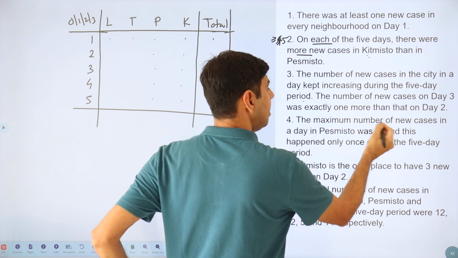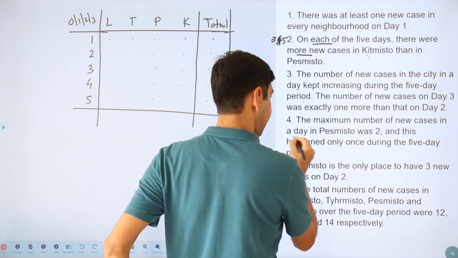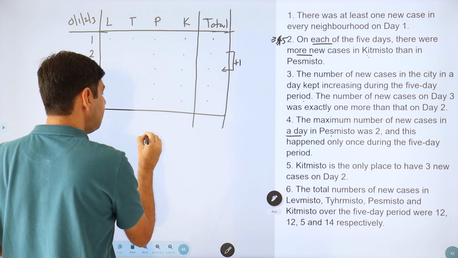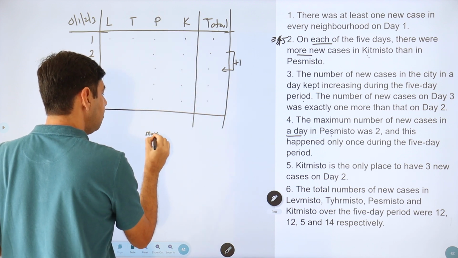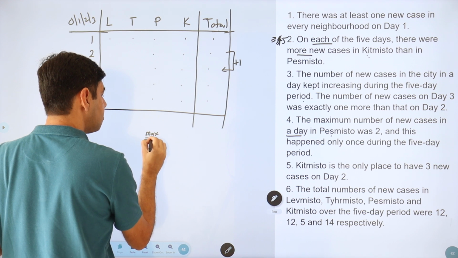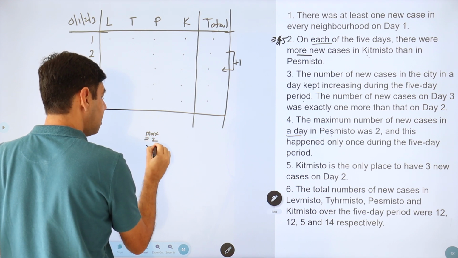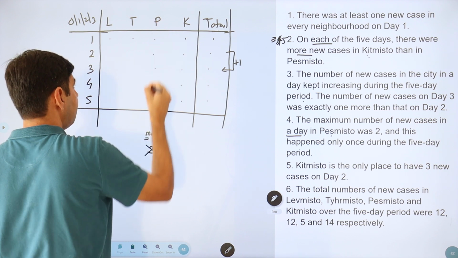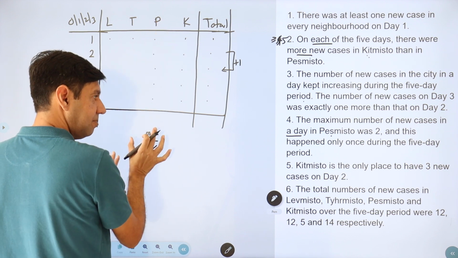The maximum number of new cases in a day in P was 2. So in P, the maximum was 2. So there are a couple of things here, student. The maximum is 2. So you can't use a 3 for this row. So that's 2, 2, 2, 2, 2. 5 2s are 10 can be the maximum in this.